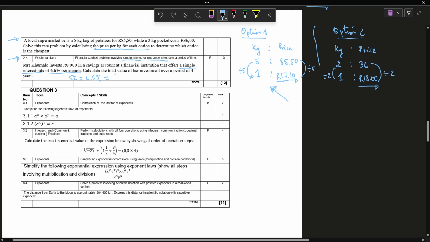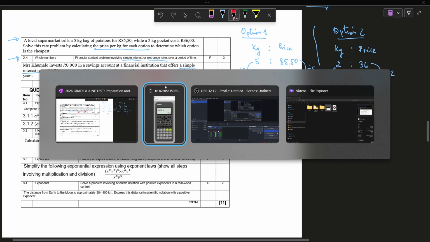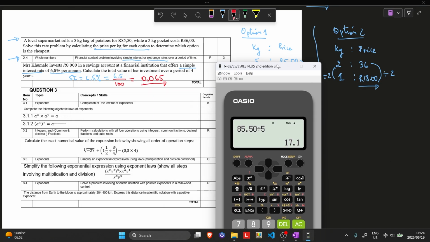This is basically 6.5%. Remember, we said it means over 100. And this basically simply means 0.065. So this is the same decimal. So this is the decimal that we're going to use. If you struggle to express this as a decimal, let's go back to the calculator.